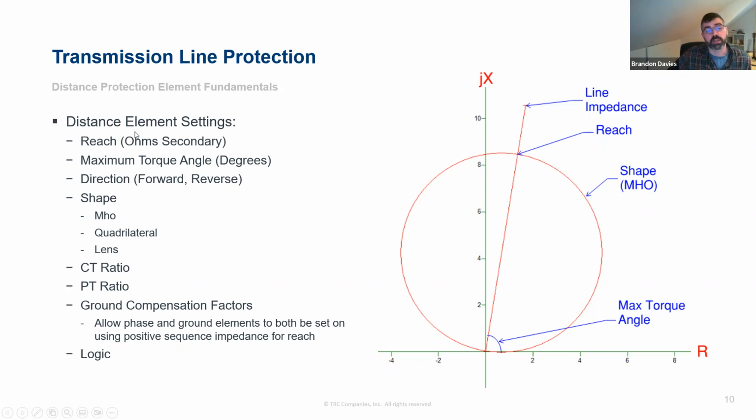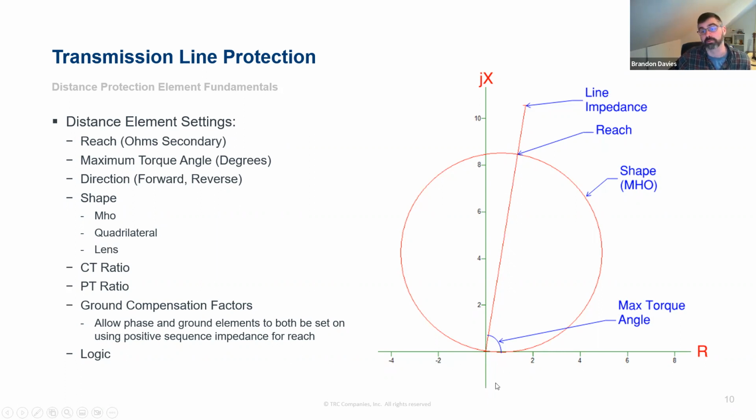So when we go to set the element, we're looking at the reach, how far we're setting it, in ohms as a quantity. We're looking at the angle of the element, which we can adjust. We're setting it as either forward or reverse. In this case, this is a forward element. It's operating for faults on the line. If the circle was going in the other direction, down in this lower left-hand quadrant, that would be a reverse element.